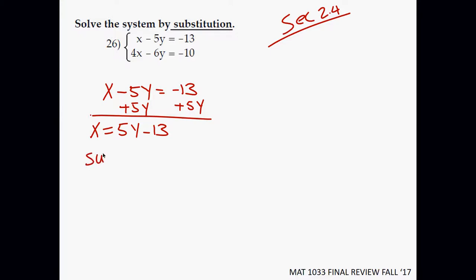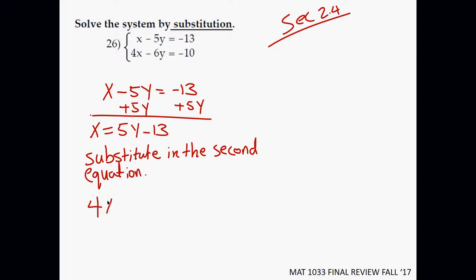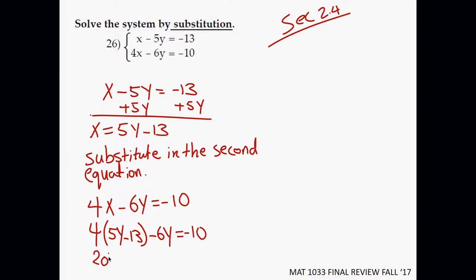And we're going to substitute that in the second equation. What do we have in the second equation? The second equation is 4x minus 6y equals negative 10. We multiply that x, which is 5y minus 13, minus 6y equals negative 10. If we expand the 4 using distribution, 4 times 5y would be 20y minus 52.